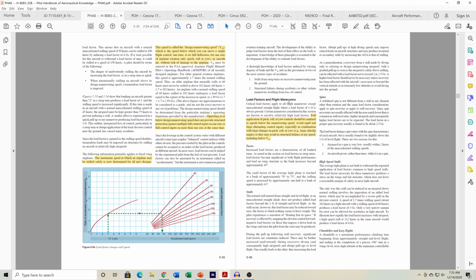Now, load factors and flight maneuvers. Full application of pitch, roll, or yaw control should be confined to speeds below the maneuvering speed. Avoid rapid and large alternating control inputs, especially in combination with large changes in pitch, roll, or yaw, as they may result in structural failures at any speed, including if you are below VA. Again, kind of saying the same thing, and I'll give you a very concrete and sad example of that in just a minute.